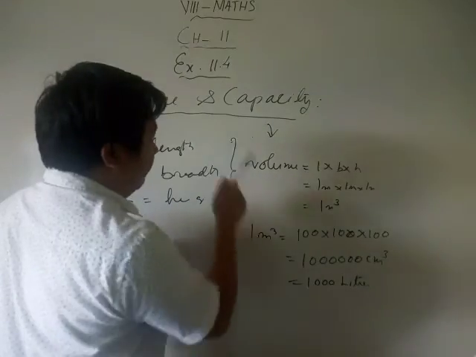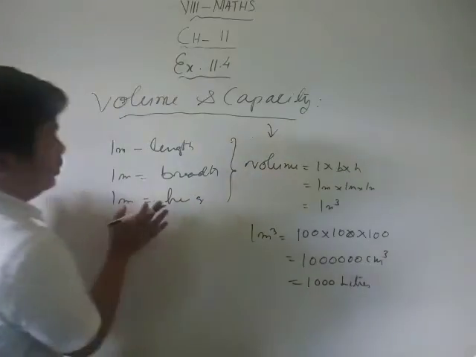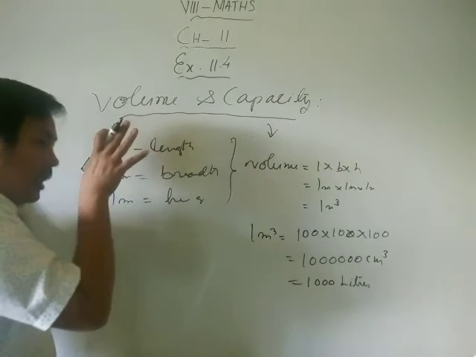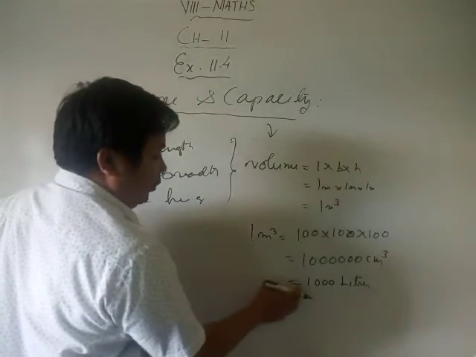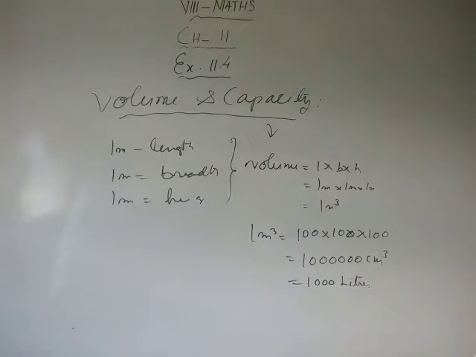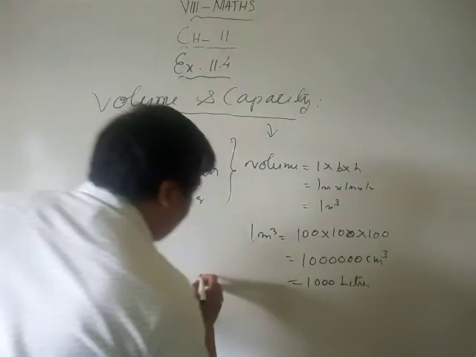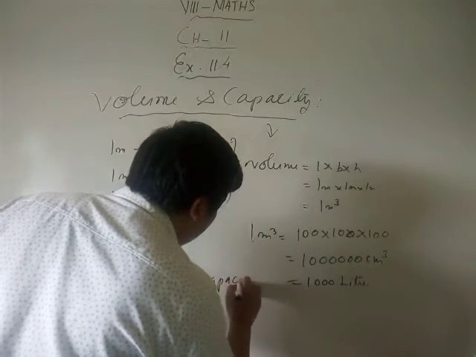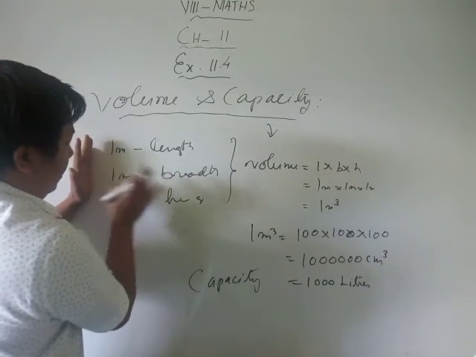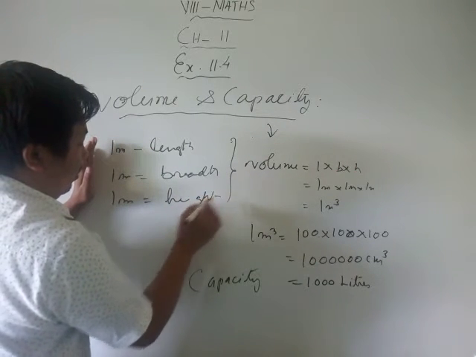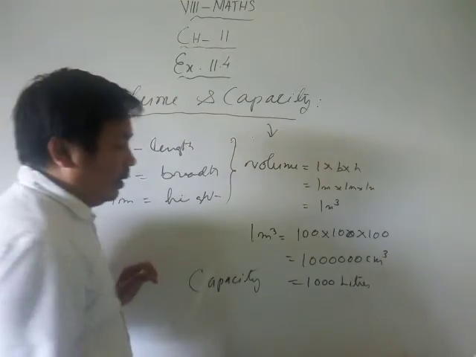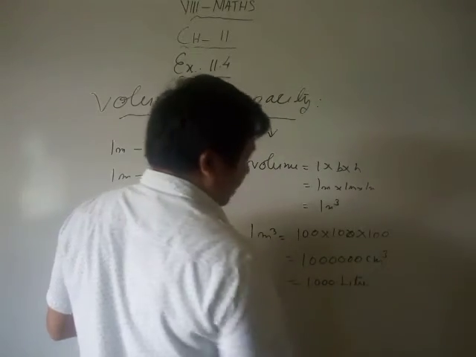So the capacity of a container having a dimension of 1 meter length, 1 meter breadth, 1 meter height, that is, a volume of 1 meter cube, we have the capacity of 1,000 liters. Okay, because if we divide by 1,000, we will get here 1,000 liters.